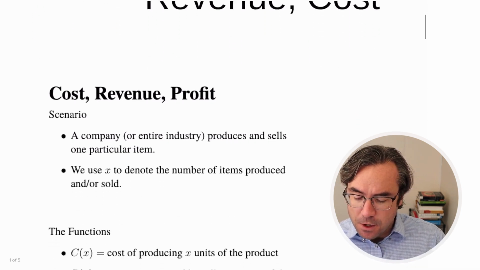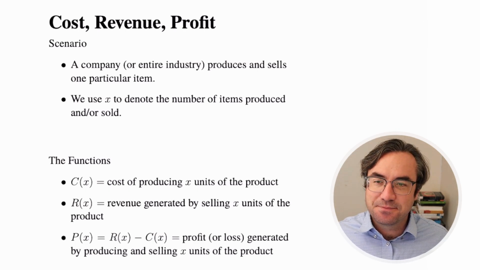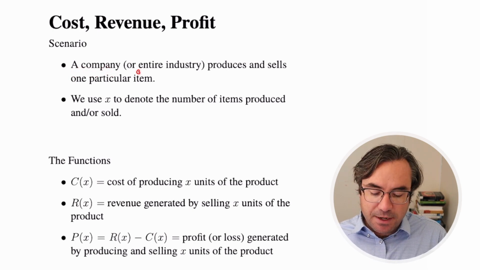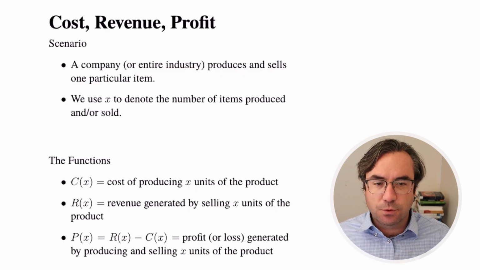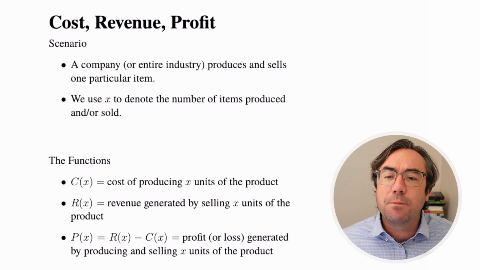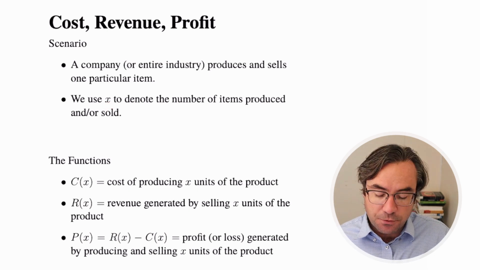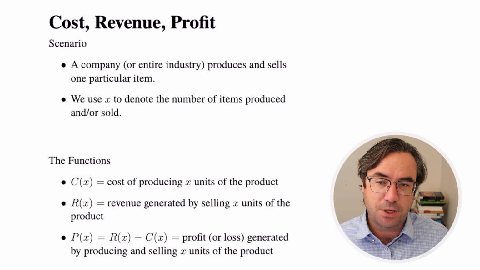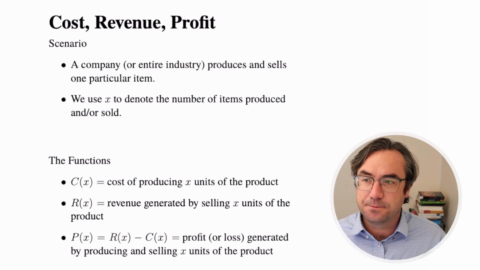All right, so what is the scenario here? We're going to pretend, get our imagination going, that we're a company or maybe an entire industry that produces and sells one particular item. So we're going to have a narrow focus on one particular item here, and we're going to use variable X to denote the number of items that are being produced or sold. Okay, so X represents the number of items. X is a quantity here.